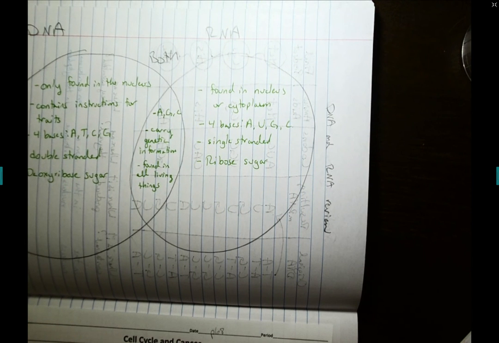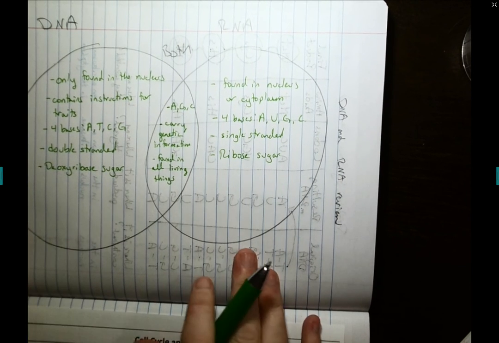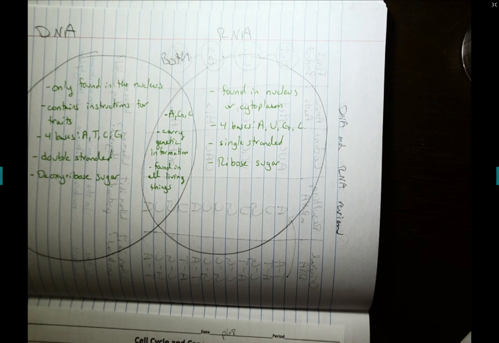And that is it. So that's it for our Venn diagram. That's it for our DNA review notes. If you have any questions or you need to go back over any of these 3 pages, just let me know.